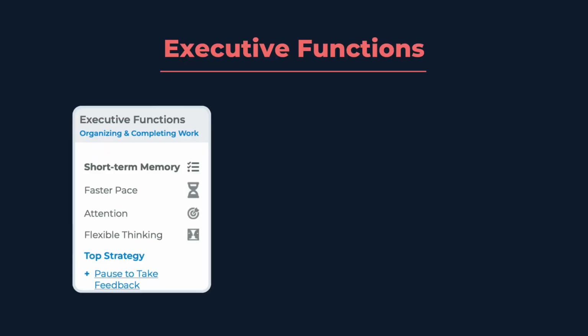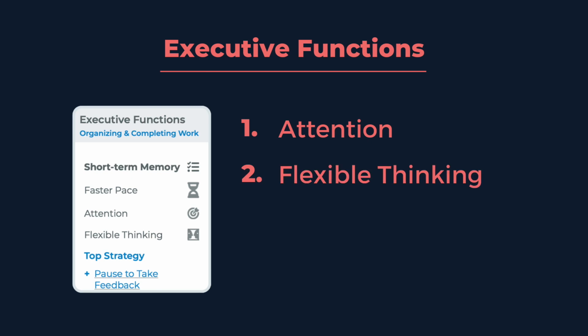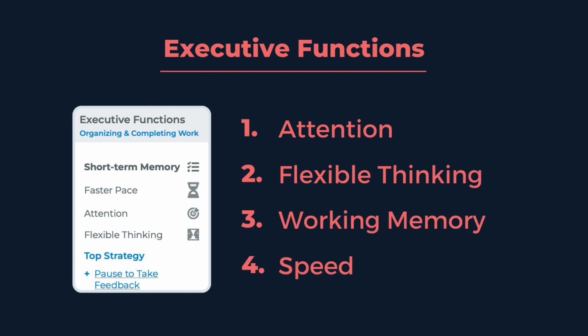Next are the executive functions. These include attention, flexible thinking, and working memory. We also include speed here because speed, like executive functions, affects how efficiently students work. The executive functions are often the ones that are getting in the way of learning, so you'll usually focus on the weaker ones here as they tend to be the blockers.